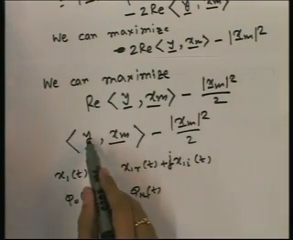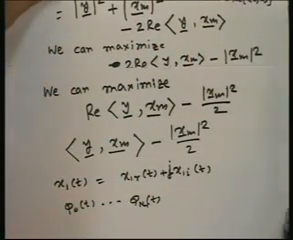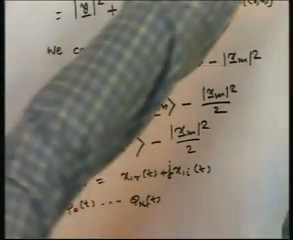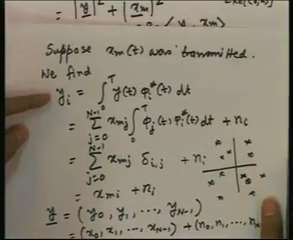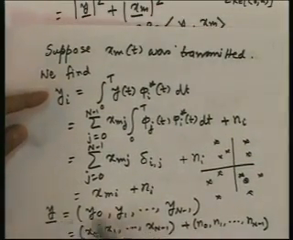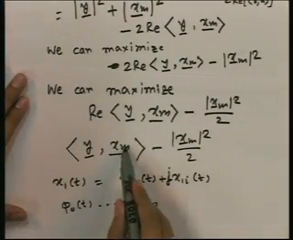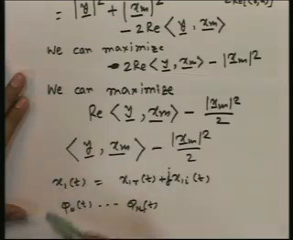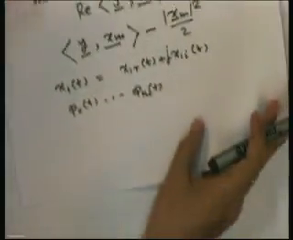So we have these vectors, and we can compute this quantity for different m, and choose that m for which this is maximum. So that is our demodulation principle.